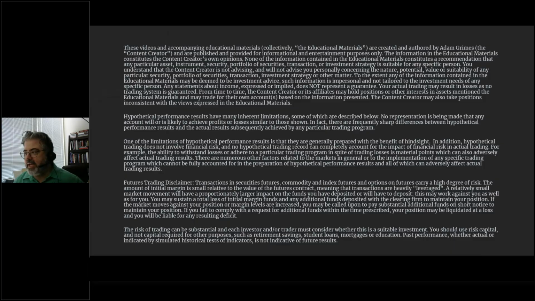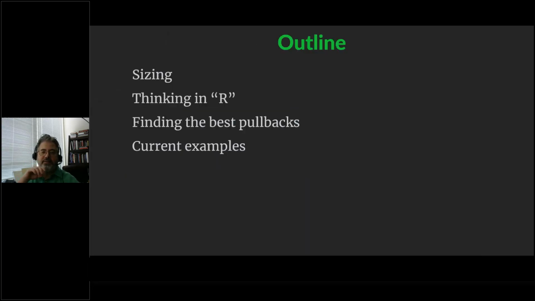So today we're going to talk about position sizing, which might not seem like the most exciting topic, but it's one of those things that has more potential to destroy your trading account than most other things. So if you get it wrong, bad things can happen in both directions. So we'll talk a little bit about that.